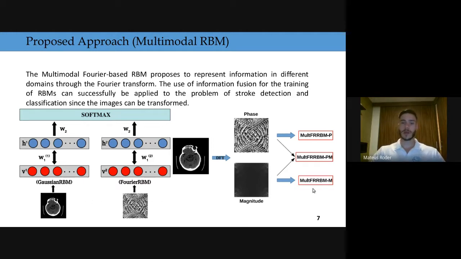On the right side, we have the process of applying the discrete Fourier transform on the CT image, and we can obtain the phase angle and the magnitude. The two images generated from the Fourier transform can generate the first architecture, named multi Fourier-based RBM phase, multi Fourier-based RBM magnitude, or both images feeding two different RBMs at the same time, which is phase and magnitude.